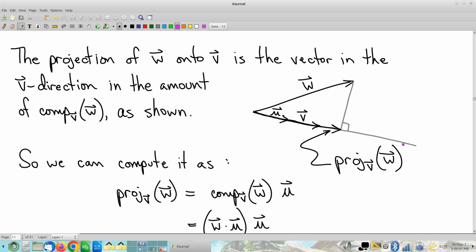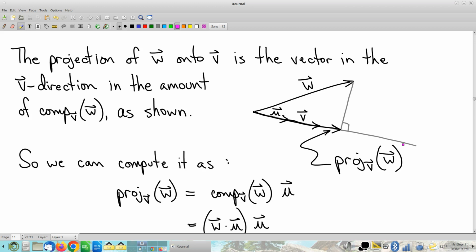And so outside of the context of this class, if someone says projection, you should think, wait, what do they mean by that? Did they mean vector or did they mean scalar? Great question. Okay, so how are we going to find this projection?